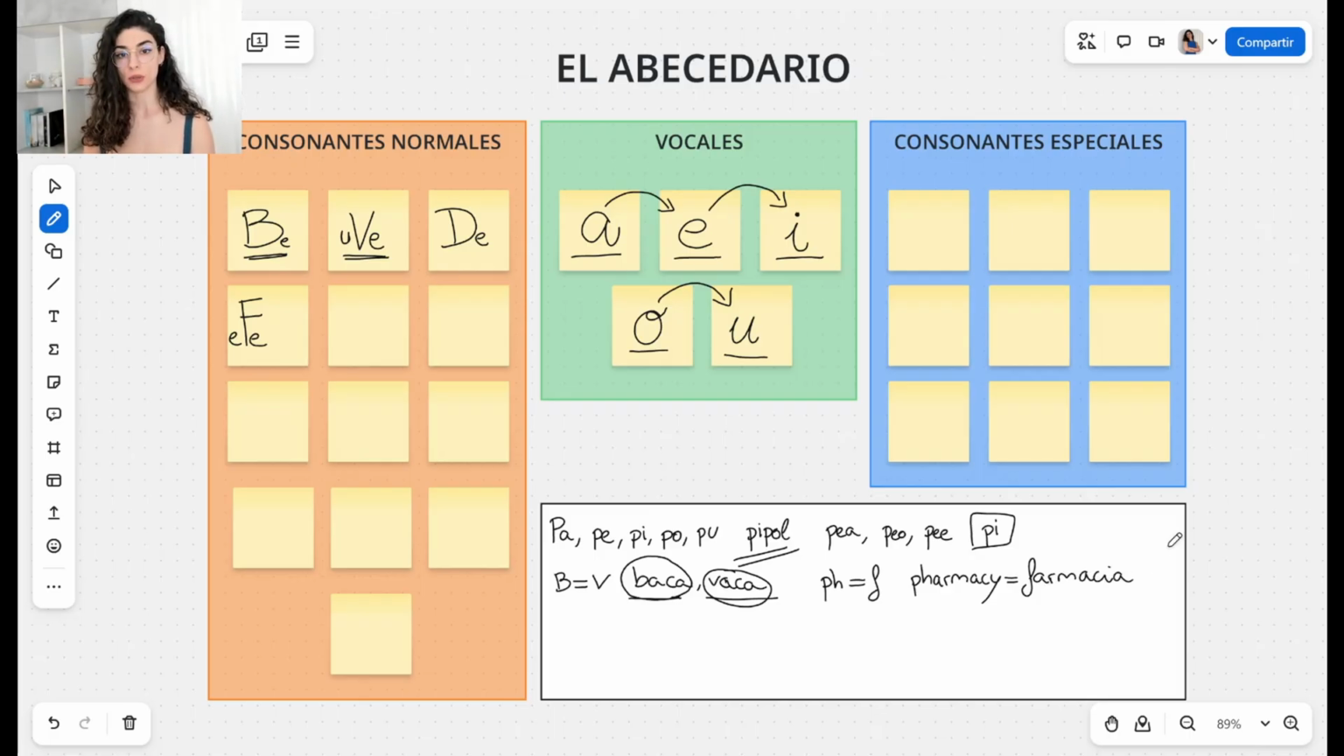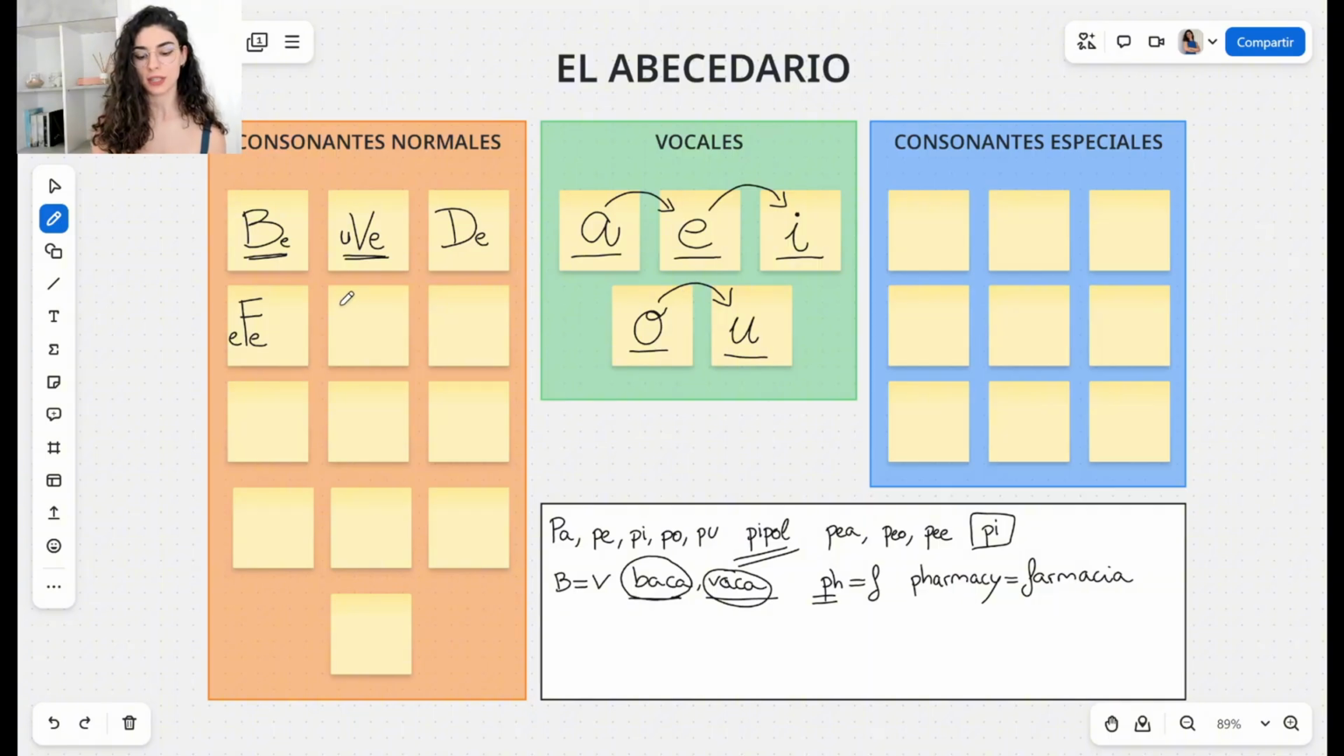We never use letter P and letter H to create that F sound. Because at the moment that you write P, for me it's going to be P, not F. So the sound is going to be fa, fe, fi, fo, fu.